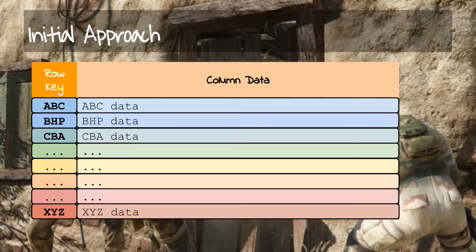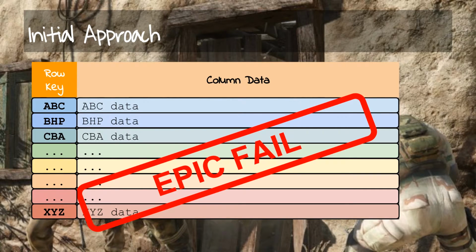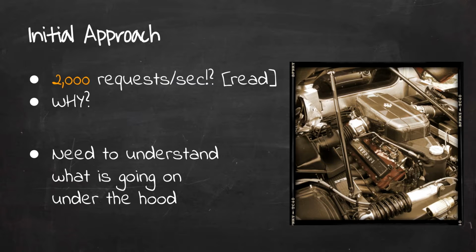So we ran some tests, and I can tell you, it was a total epic fail. It completely tanked, and we were standing around scratching our heads going, what's going on? 2,000 requests a second, why isn't this working? The problem was at the time we didn't understand Cassandra well enough. We didn't understand what was going on, and we needed to really look under the hood to find out what was happening, to get an idea of where we went wrong.